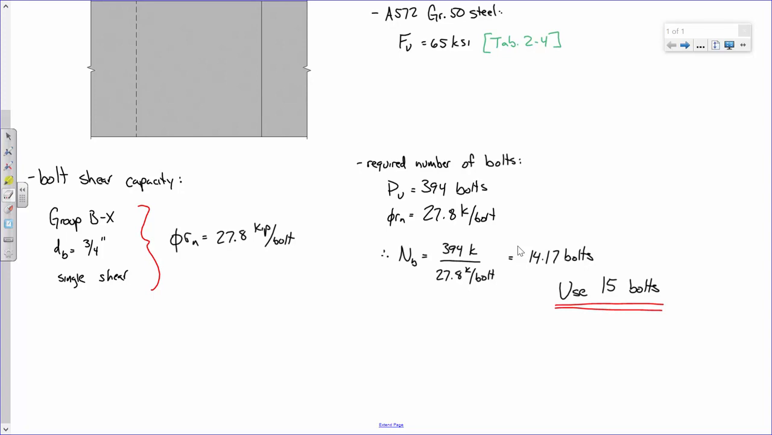Now, that's good, great, grand, and wonderful, but that doesn't really address all of our concerns, because we know we have 15 bolts, but we don't really know what to do with them yet. We don't know how to lay them out. We don't know how to arrange them yet. And so the way that we would handle that is to look at bolt spacing and bolt edge distance requirements.